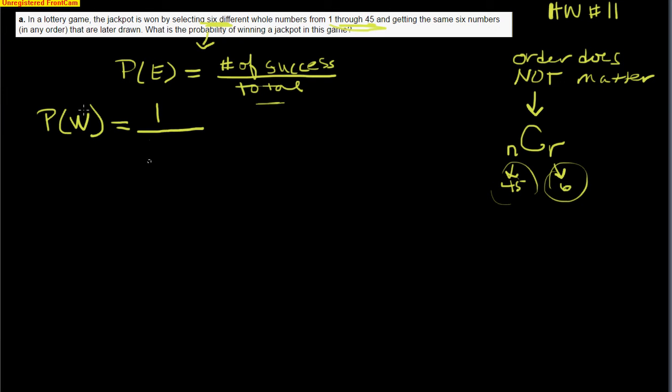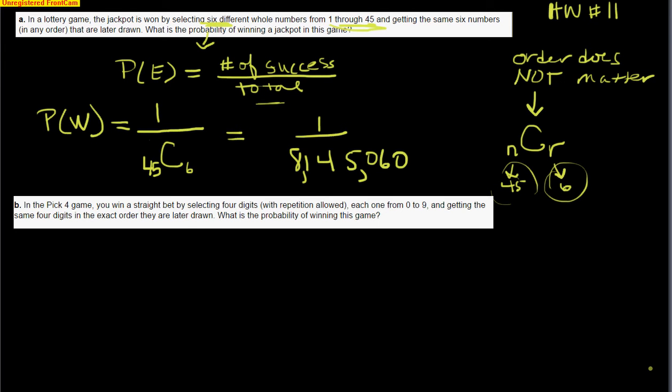So I'm just going to write that right here. 45 choose 6 equals, 1 out of. And you can do that right on your calculator. And hopefully you will get 8,145,060. 1 out of 8,145,060. That's your chance of winning. All right, let's move on to the next question.